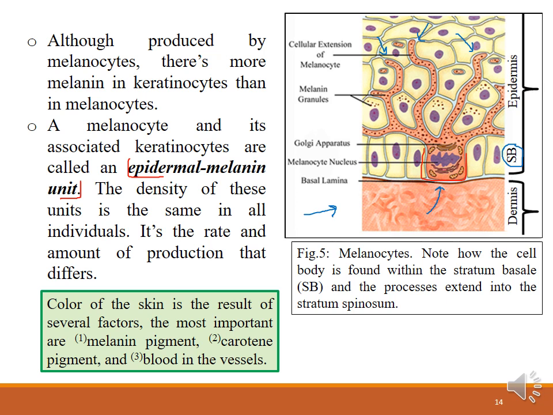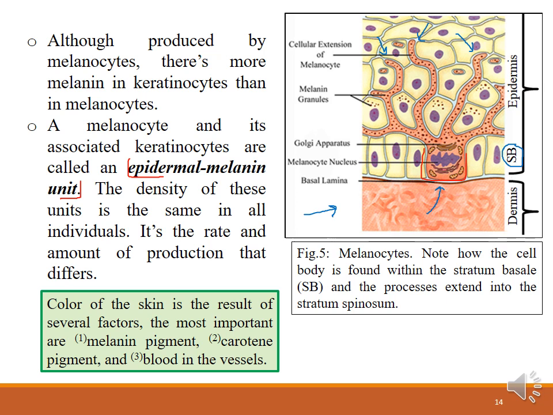Even a white person, when exposed to the sun for a long period of time, for example, when a person goes out to the beach, the density of this unit will not increase, but the production of melanin and the amount of melanin produced is going to increase when we are exposed to the sun. So as we have said, melanin plays an important role in determining the color of the skin, but it is not only melanin pigment. Skin color is actually the result of several factors.